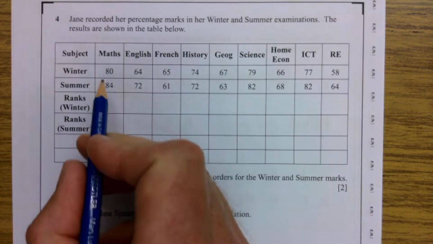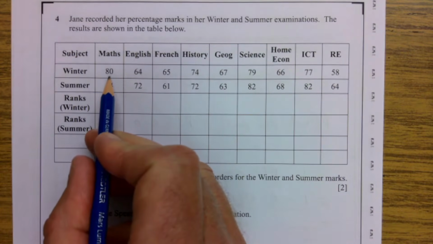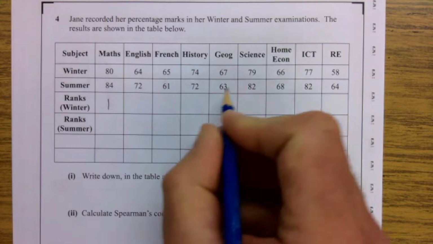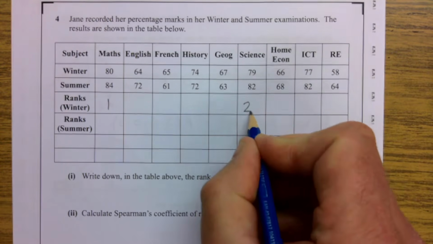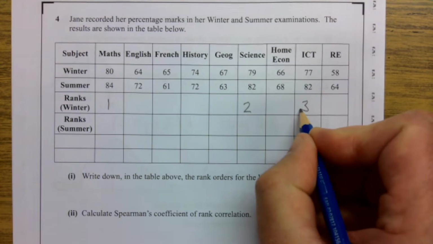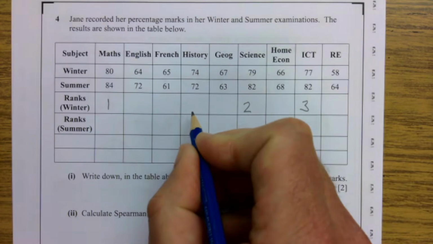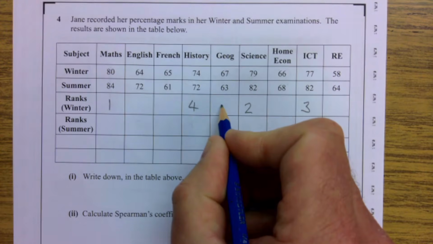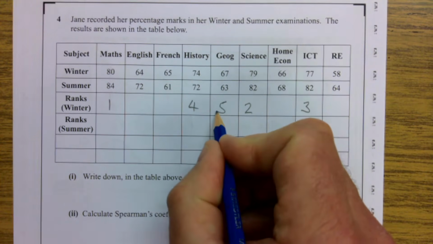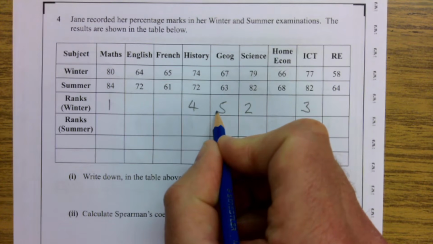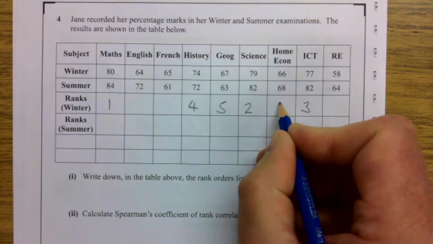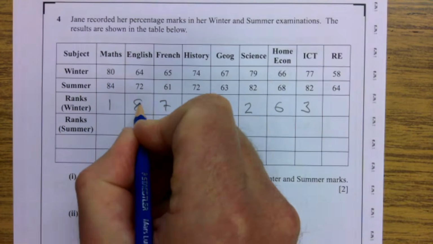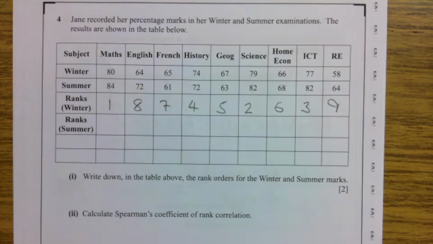So her best mark, of course, was maths. So for the winter we have 1 here. The next highest then I think is science. So we have 2, 77 is 3. Is that one there? 4 I think. And then the next one is 5, 6, 7, 8 and 9.